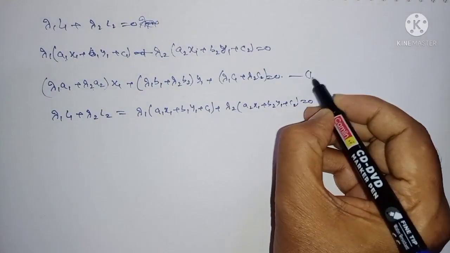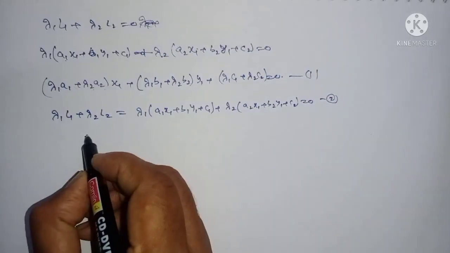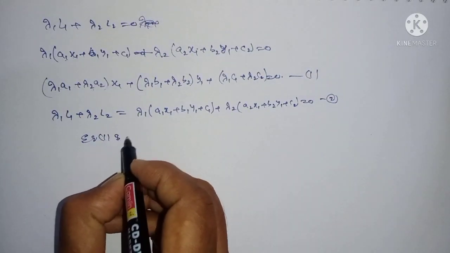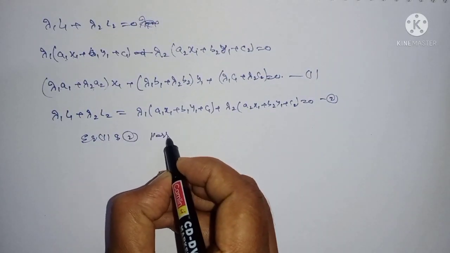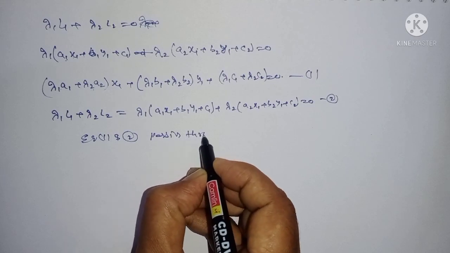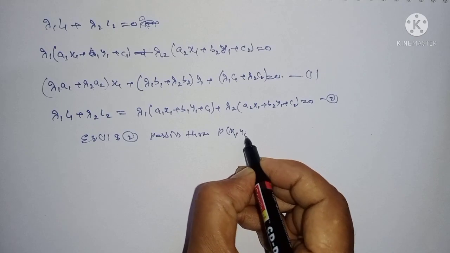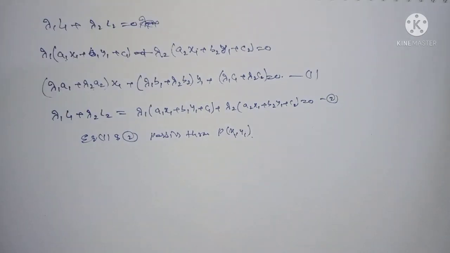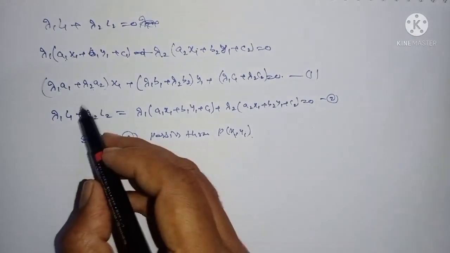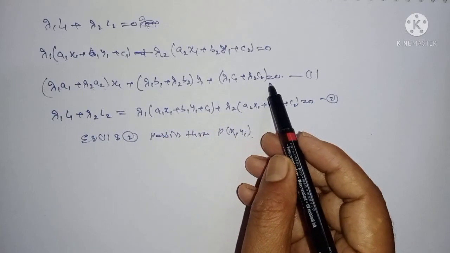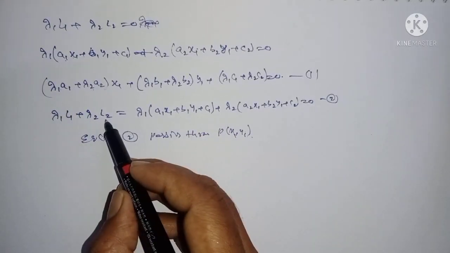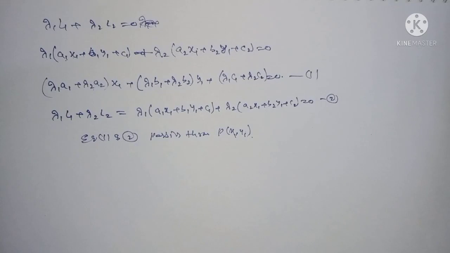This is equation 1 and 2. Observe here, passing through the point P of x1 comma y1. Both are the same. It is a form of ax plus by plus c is equal to 0. These are lambda L1 plus lambda L2 is equal to 0. Both are here the same.